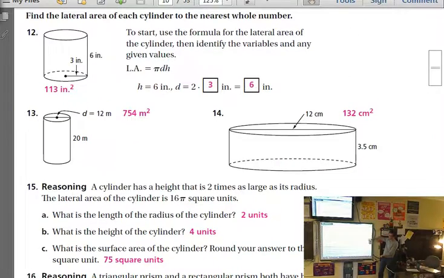12 through 15. Yeah, so I used pi times diameter. Right. So instead of using 2 pi r, I just went ahead and doubled my radius. Okay. I was just blanking out. 12 through 15.